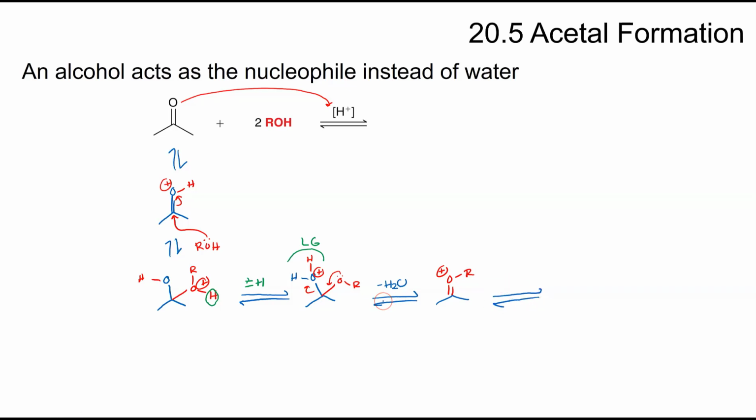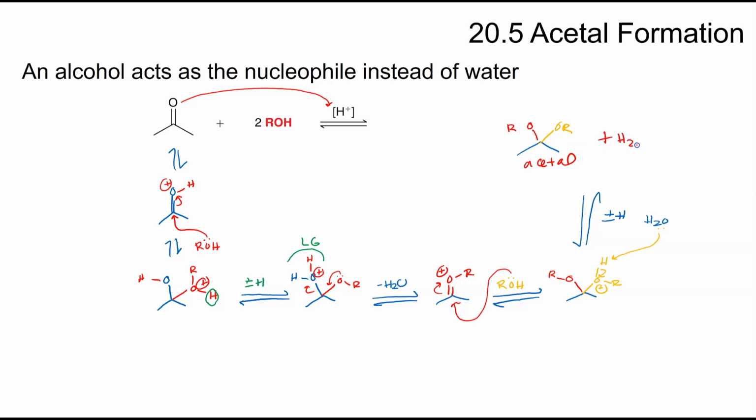There's another equivalent of alcohol floating around. So there was 2 ROH. So that can attack here. Get a proton transfer to pick up this H. This is an acetal. We also get water as a side product. So an acetal is a carbon that contains 2 OR groups.